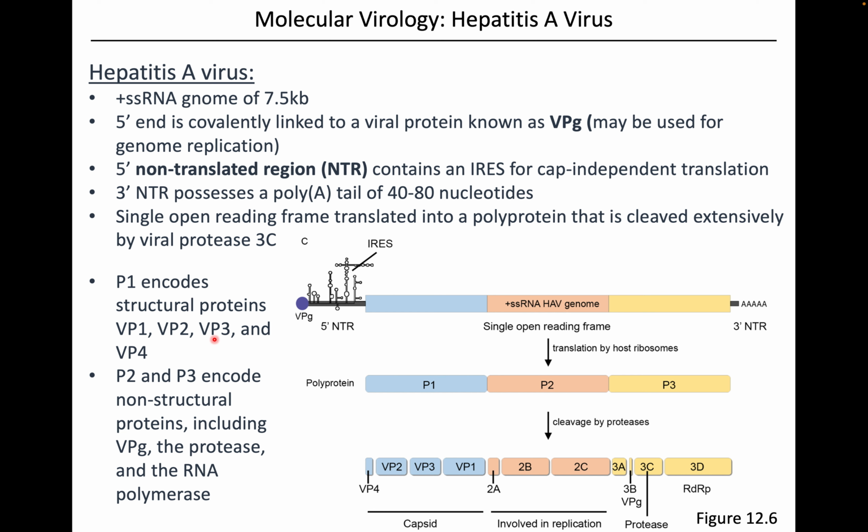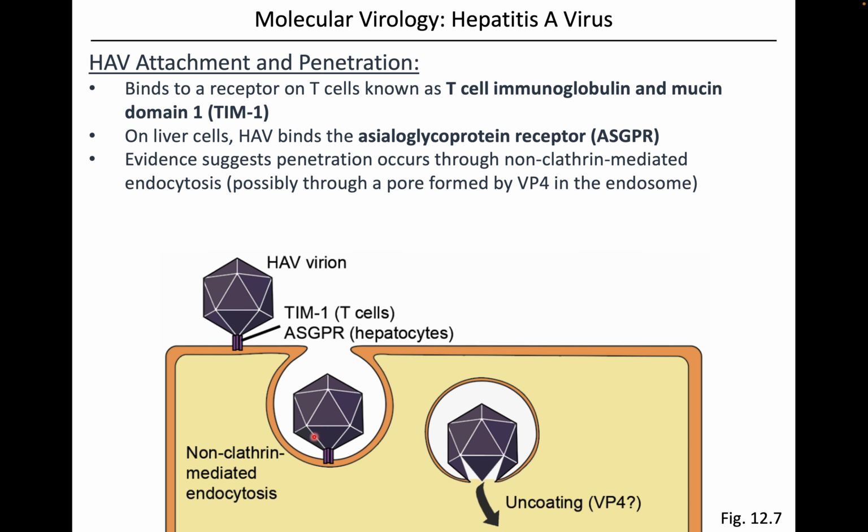And like I was saying, you don't have to memorize all of these proteins and their functions. So I won't get into that at this point. So then in terms of the overall replication cycle, of course, we start that with attachment and penetration. And hepatitis A can infect both T cells and, of course, liver cells, hepatocytes.